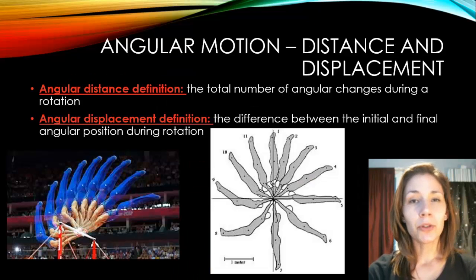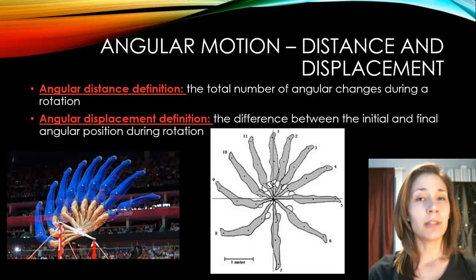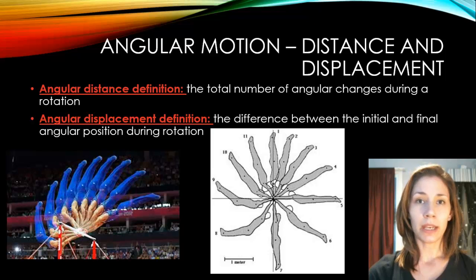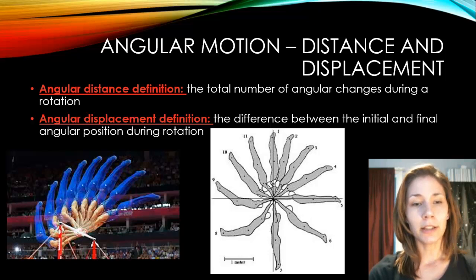Alright, angular motion is pretty tricky, but gymnastics is the best sport to explain this. So in angular motion, you also have distance and displacement, but instead of using meters, you use degrees, which is what you get from circles when you measure them. So angular distance is the total number of angular changes during a rotation. And I've got a picture there of an athlete who is making a change on an angular axis. So he's going around that central bar and changing his angular position.